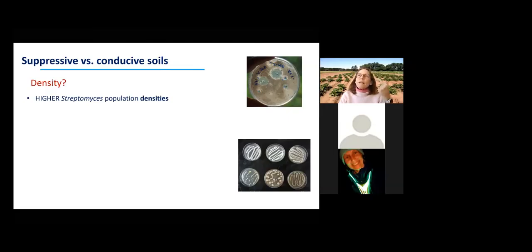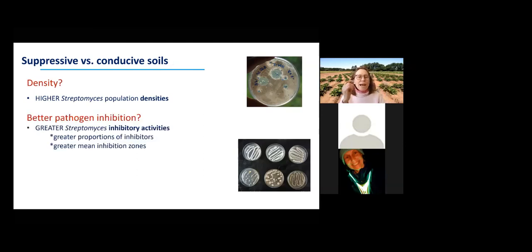But maybe this capacity to kill pathogens is also really important and different in the two soils. So we asked, are Streptomyces from suppressive soils better at killing pathogens? And to do this, we took a random collection of 300 Streptomyces from the suppressive and 300 from the conducive soils. And we looked at their ability to kill 21 different plant pathogens. So all of those pairwise interactions, can each Streptomyces kill pathogen 1, 2, 3, and so on?